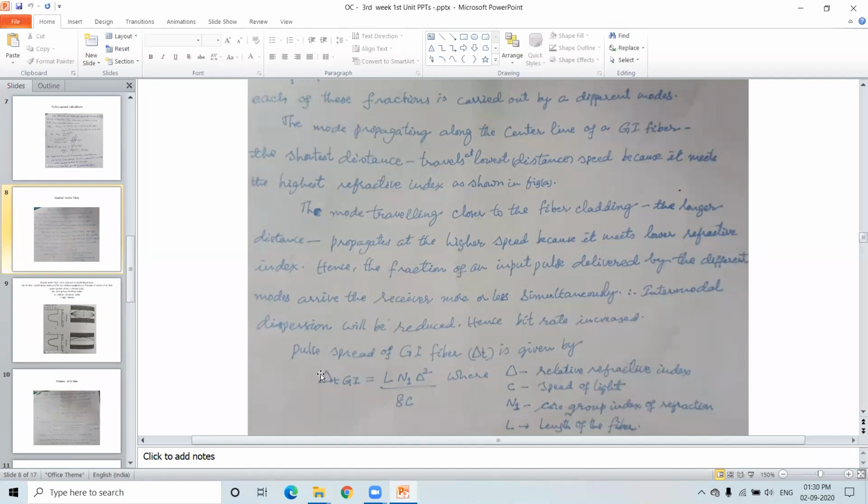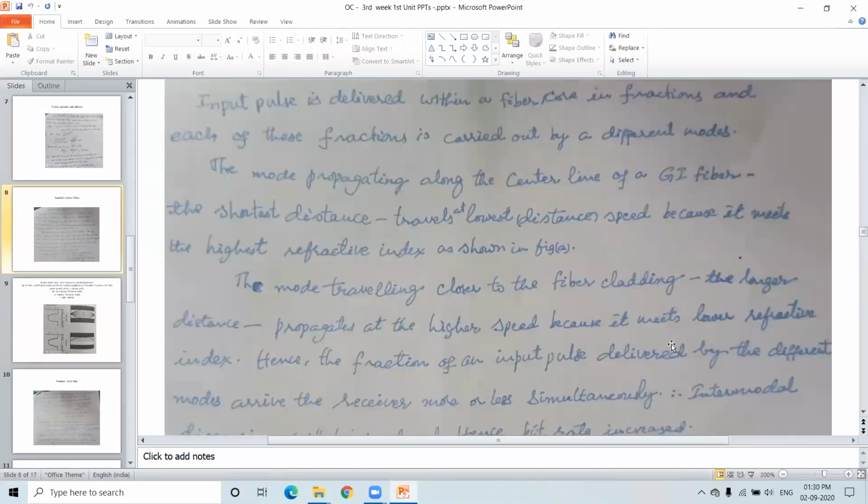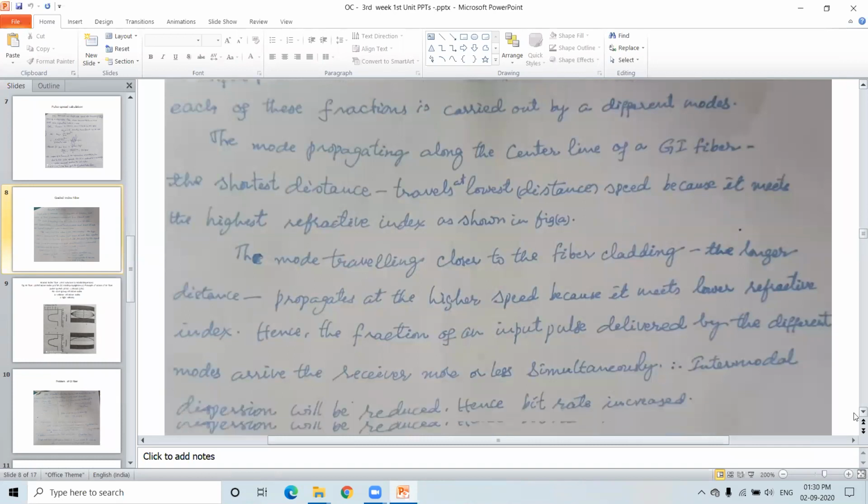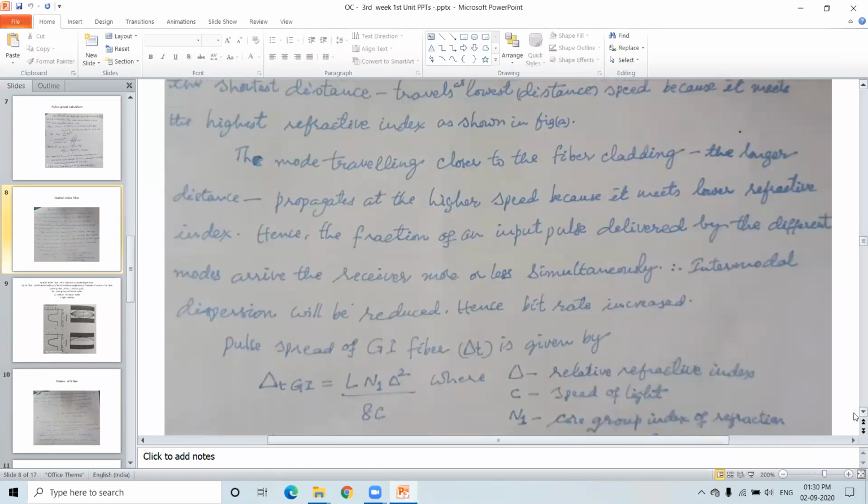Therefore, what is the pulse spread? What is the pulse spread taking place in the case of the graded index optical fiber? So that formula is given here. Delta T, the pulse spread of a graded index optical fiber, equals L N1 delta squared by 8C.